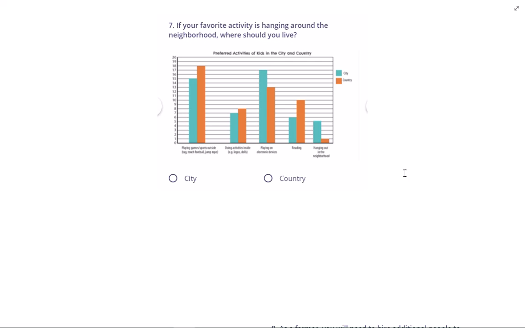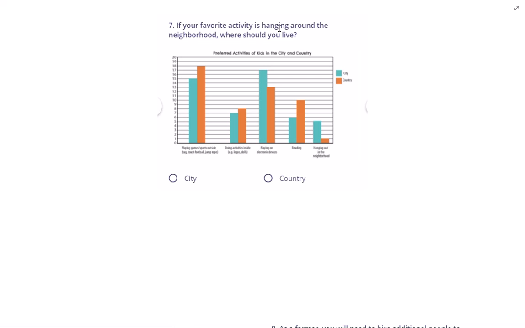Another graph with some information on it, and these are the numbers of kids doing different activities. We've got playing games, doing indoor activities, playing with electronic devices, reading, or hanging out in the neighbourhood. And we've got two different groups that we've looked at. Orange colour is kids in the country, and the blue colour is kids in the city.